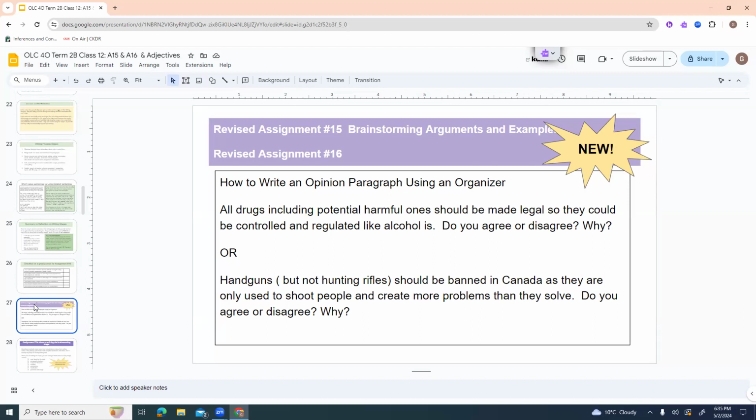So the first assignment, number 15, is we're going to be brainstorming arguments and examples for an opinion paragraph, okay? So we have 2 possible topics for a paragraph, and you're going to have to pick one. So the first topic is all drugs, including potentially harmful ones, should be made legal so they could be controlled and regulated like alcohol is. Do you agree or disagree, and why? Or our other topic could be handguns, but not hunting rifles, should be banned in Canada as they are only used to shoot people and create more problems than they solve. Do you agree or disagree? And why?